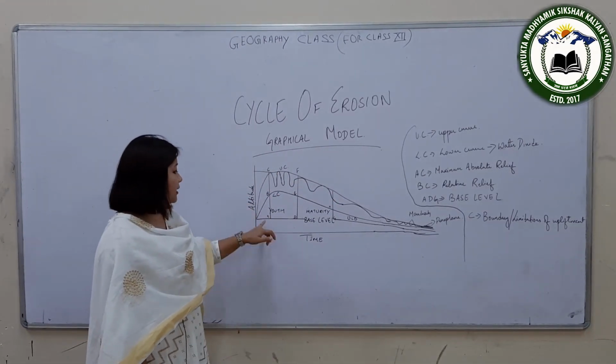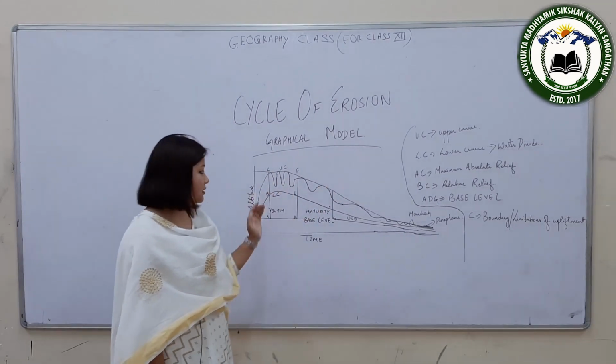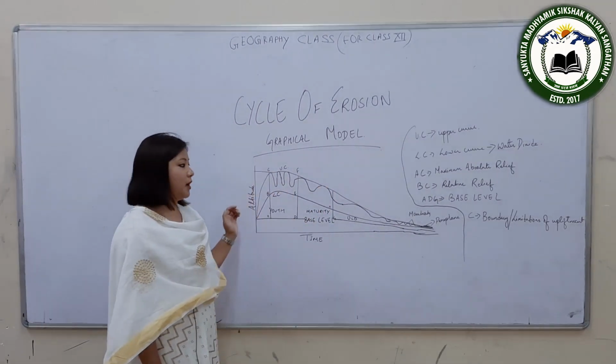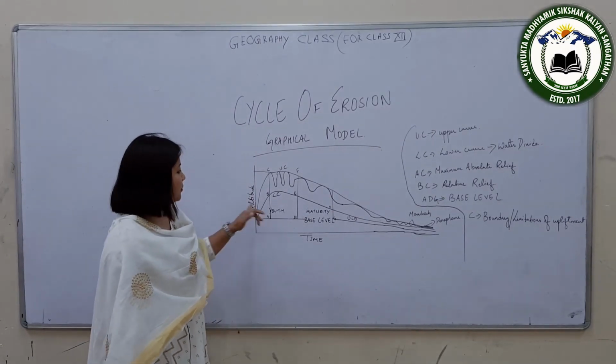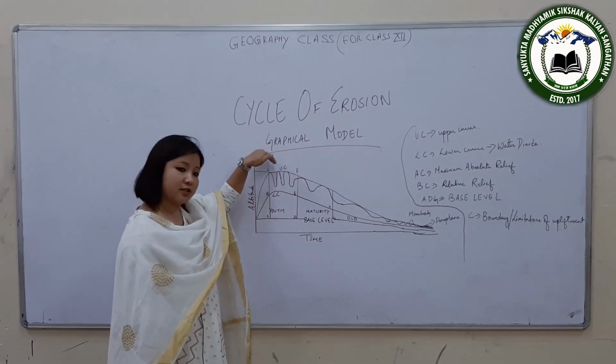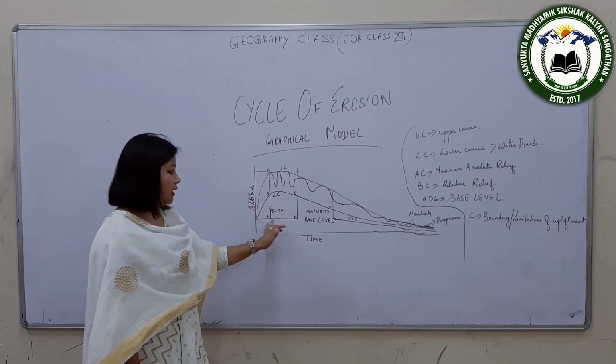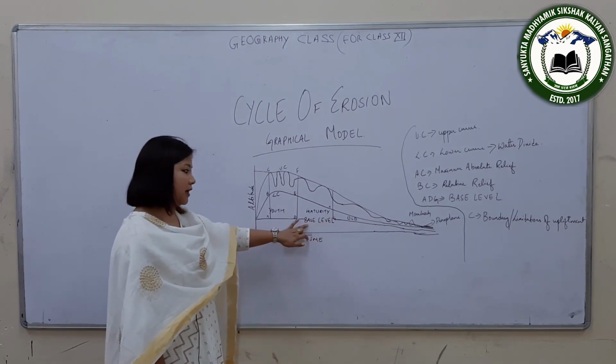And the line AC refers to maximum absolute relief, that is the highest height above sea level, and BC refers to the relative relief, that is the difference between the highest relief and the lowest relief, and the line ADG refers to the base level.